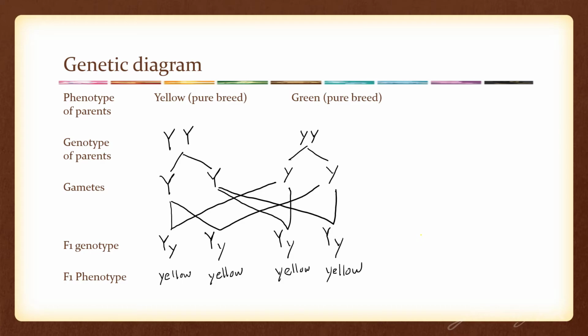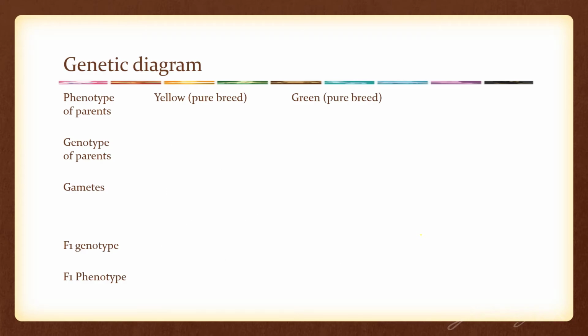This is the same result as our Punnett square, which is why I said for your MCQ, just draw a Punnett square instead of a genetic diagram. But you will need to know how to draw a genetic diagram for paper 2. So now that we have done the F1 generation, let's proceed to the F2 generation.